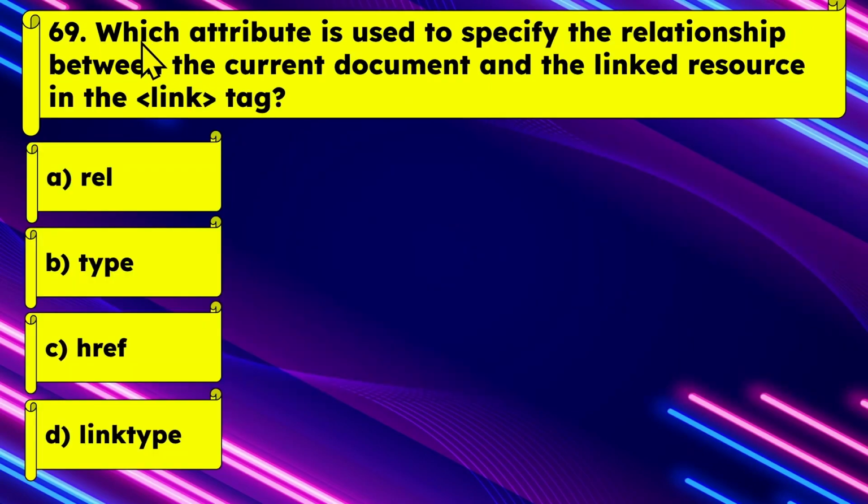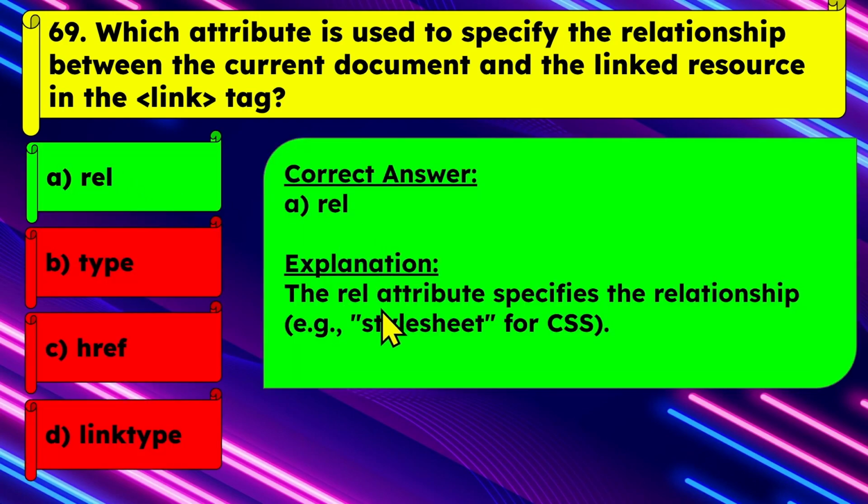Next question is, which attribute is used to specify the relationship between the current document and the linked resource in the link tag? Option A, rel, option B, type, option C, href, or option D, link type. So here the correct answer is option A, rel. So the rel attribute specifies the relationship, for example, style sheet or CSS.